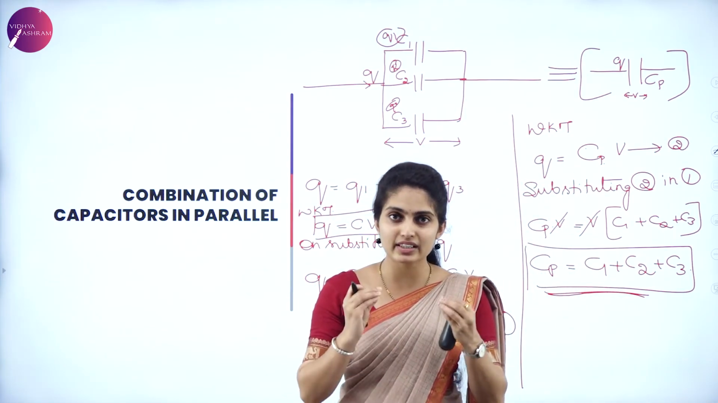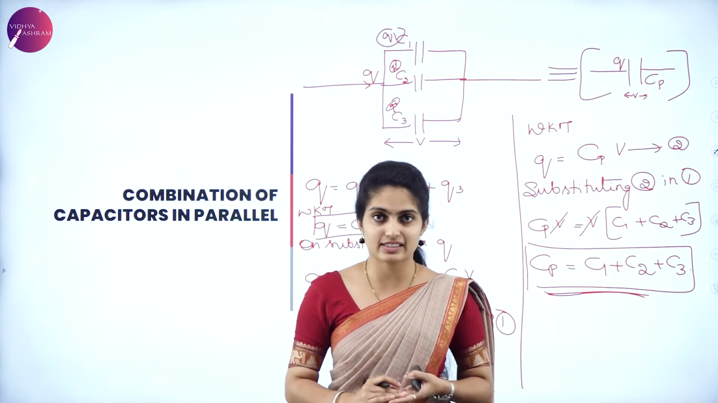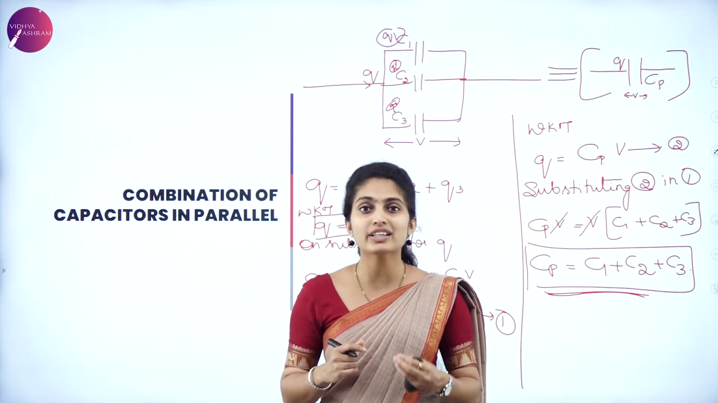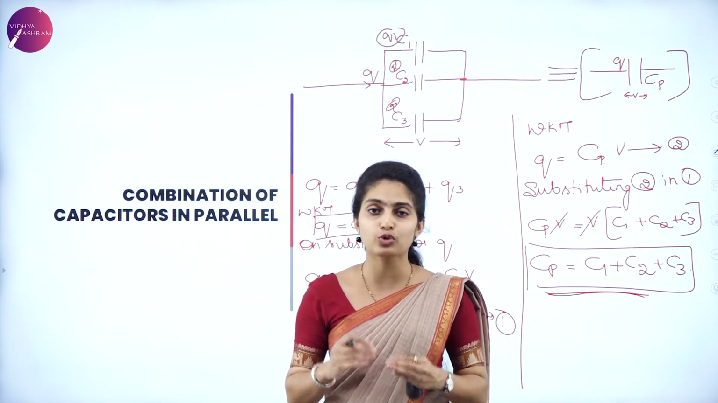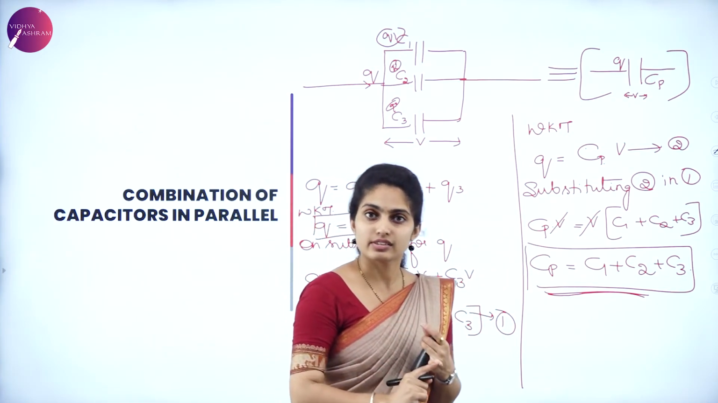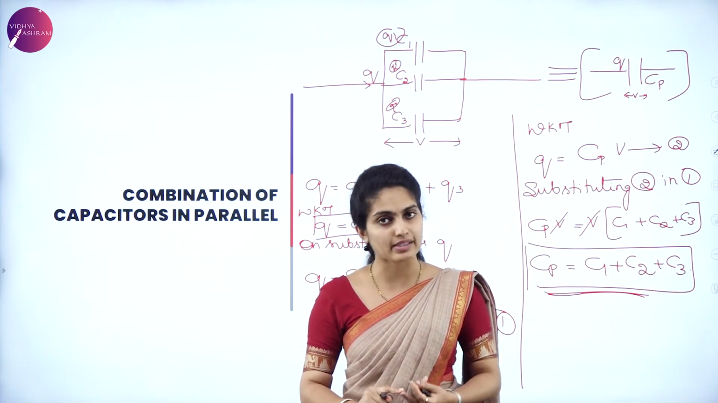The only basic thing you have to know is how the capacitors are placed, that is how the capacitors are connected, as well as the formula of the capacitance. If you know that, it is very easy for you to derive the series combination of capacitors or the parallel combination of capacitors. Now moving on to energy stored in the capacitor.